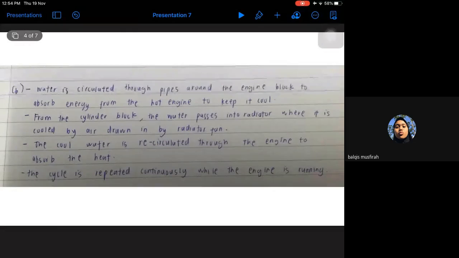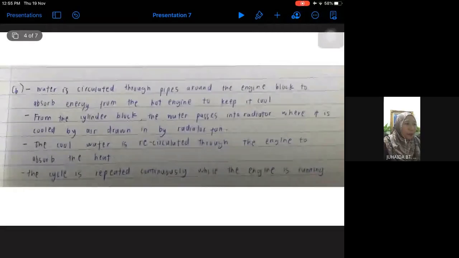From the cylinder block, the water passes into a radiator where it is cooled by air drawn in by radiator fan. The cool water is recirculated through the engine to absorb the heat. The cycle is repeated continuously while the engine is running. Okay, so point number 1 and point number 2 tu kita kena buat perbetulan sedikit. First of all, you kena nyatakan bahawa during combustion of the fuel of the engine, it will produce greater heat. Tu kena sebut lah. Okay. During the combustion of the fuel in the engine will produce greater heat.